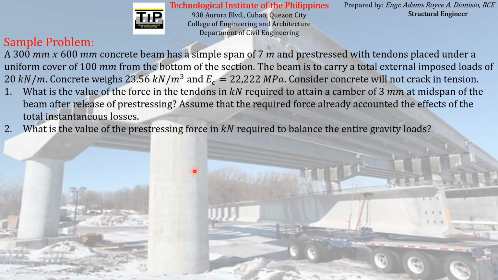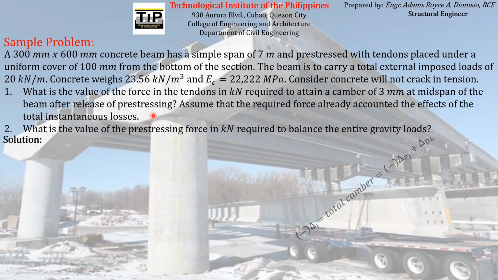So let us address first the first question that is being asked on the problem. The first question asks for the value of the force in the tendons in kilonewton required to attain a camber of 3 mm at midspan of the beam after release of prestressing. Assume that the required force already accounted for the effects of the total instantaneous losses.